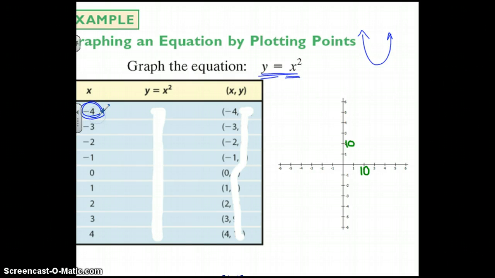So be careful when you plug in a -4 and square it. If you don't put parentheses around the -4, you'll actually get a wrong answer. -4 squared is -16, but if you type in -4 with parentheses around it and square it, you'll actually get a +16. So be careful how you type that into your graphing calculators.